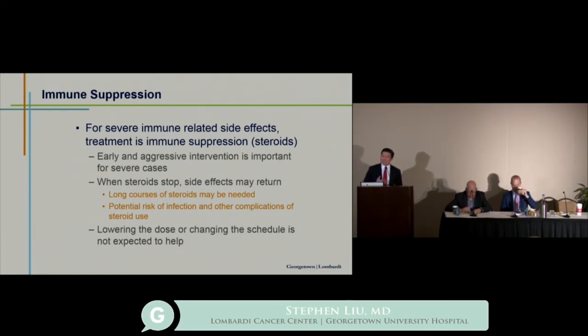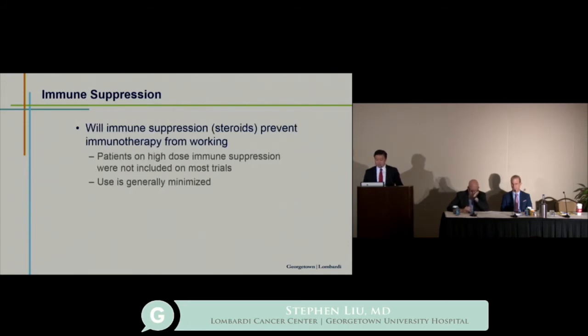When you have toxicities related to immunotherapy, lowering the dose of the drug or changing the schedule is generally not an effective strategy. So for chemotherapy or for targeted therapy, if you have a lot of nausea, we may wait till those symptoms improve, lower the dose, and then expect things to be better. That wouldn't exactly occur with immunotherapy. It really is immune suppression. And a concern we have, will immune suppression prevent the immunotherapy from working?